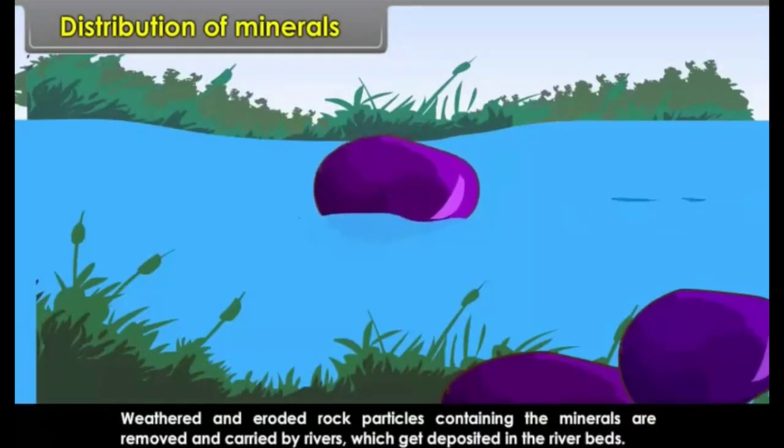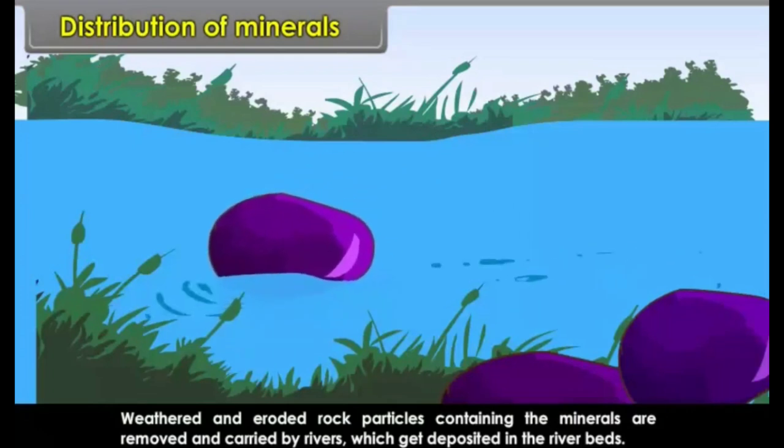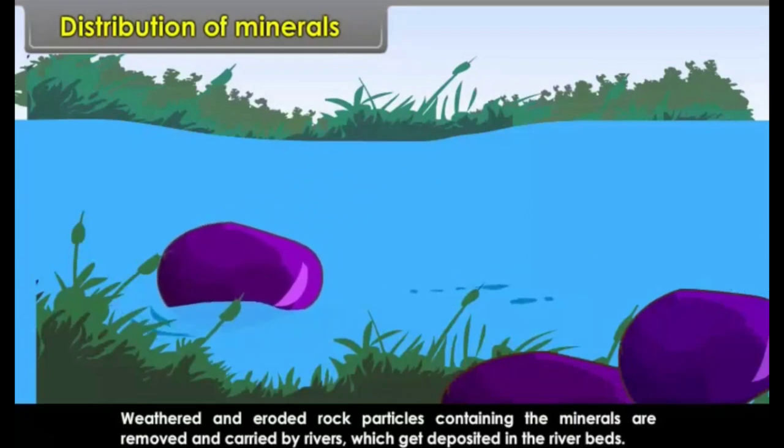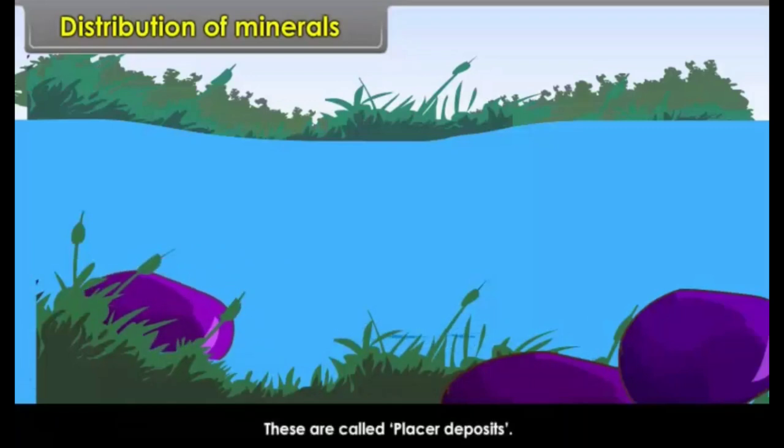Weathered and eroded rock particles containing the minerals are removed and carried by rivers, which get deposited in the river beds. These are called placer deposits.